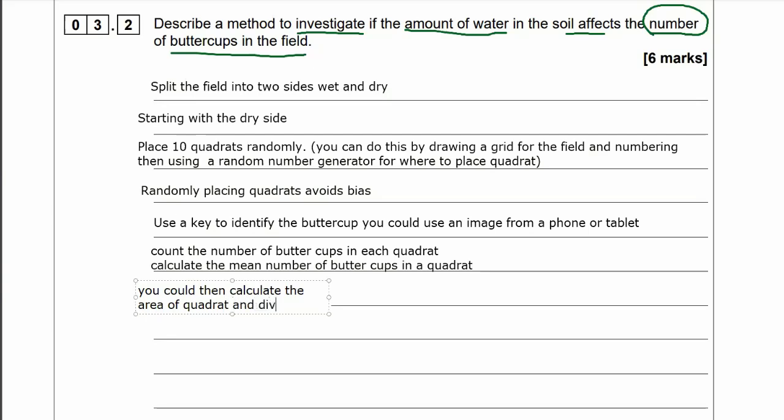Finally, you would just need to explain that you're going to repeat this on the other side of the field, in this case the wet side, and find out the estimation of the population of buttercups on the wet side. You could plot this in a bar graph and do a comparison.